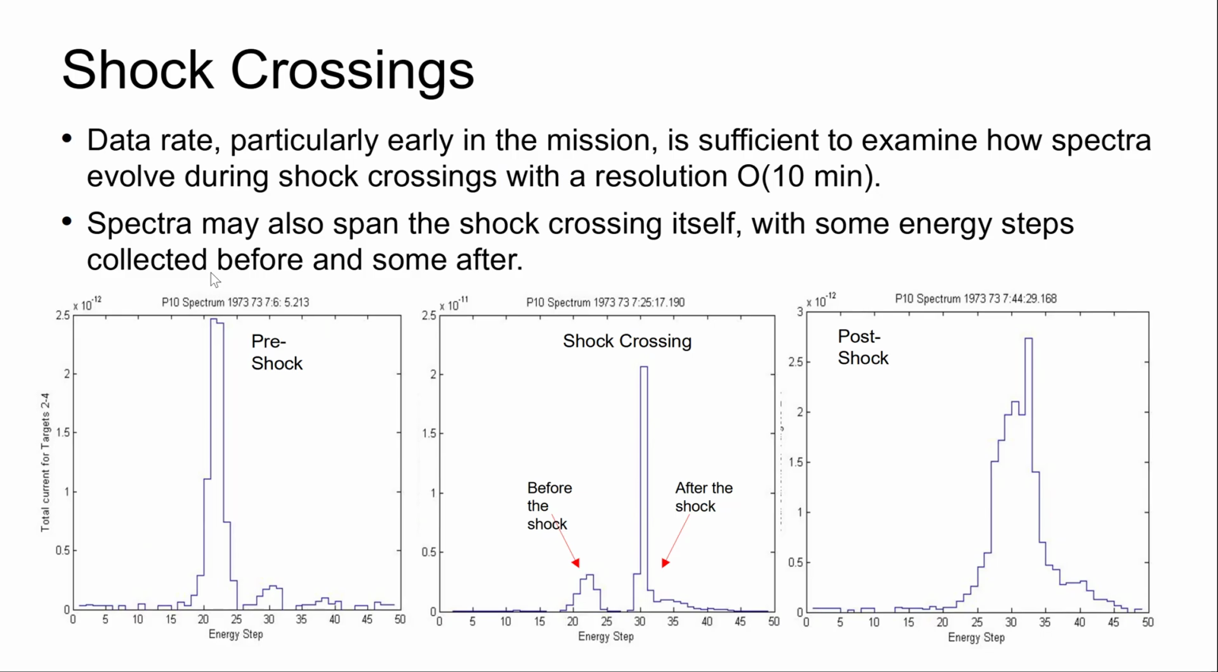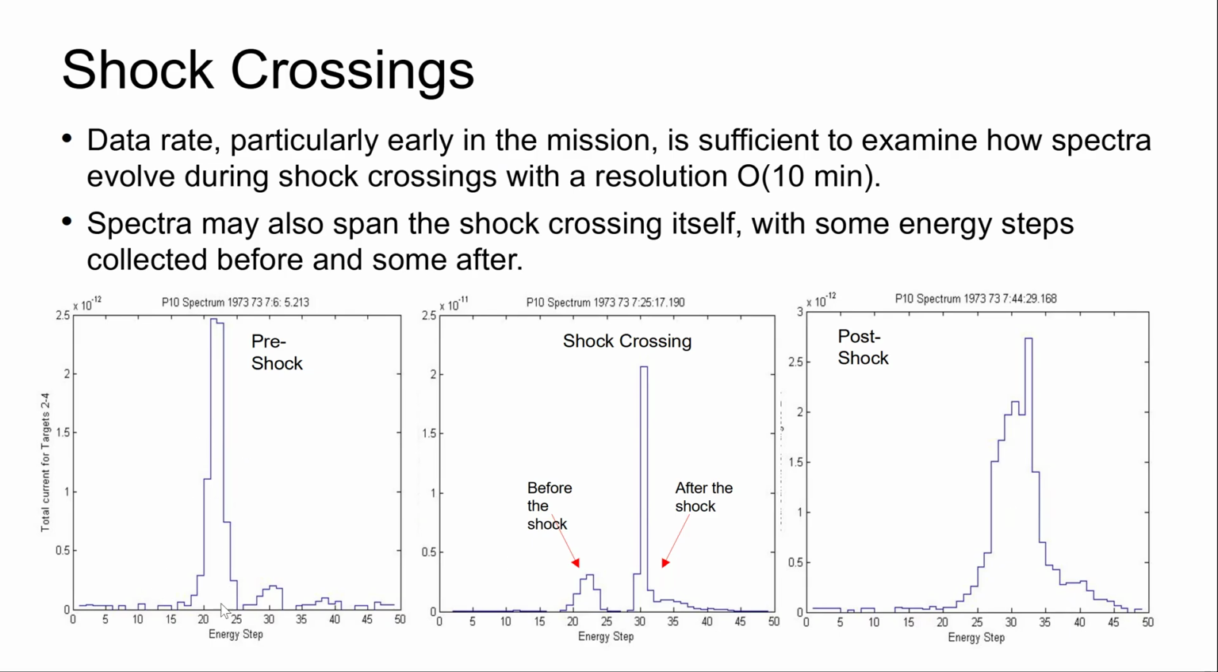Here's an example of a crossing of a coronal mass ejection shock. It was seen at Pioneer 10 in day 73 of 1973. We had one spectrum that was taken before. Here was a spectrum taken before the shock. You can clearly see the proton peak, the alphas, some noise.